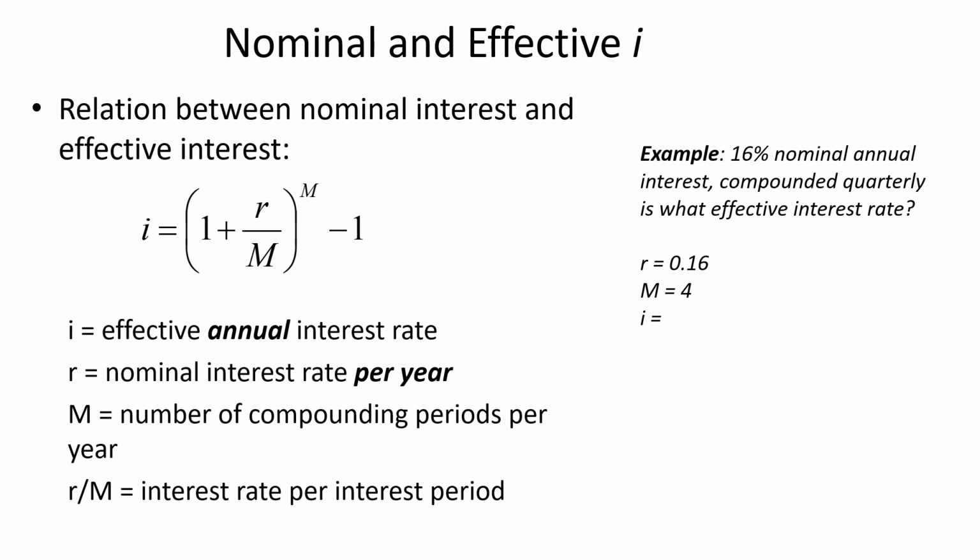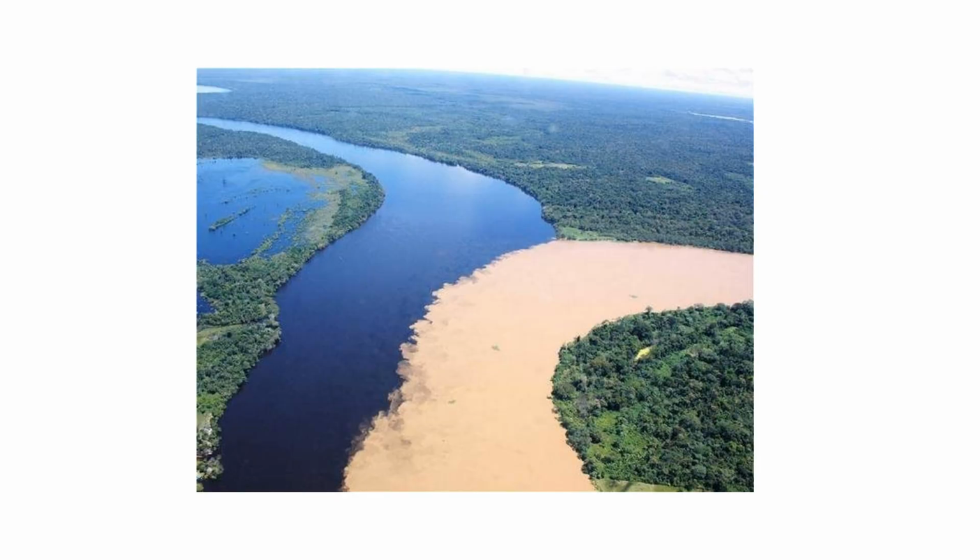So anyways, 1.169858 minus 1, that is 0.169858 and so on. So that's 16.99% is the effective interest rate. So the nominal interest rate is 16% per year, but if we have compounding during the year, then the effective annual interest rate is 16.99%. Just remember the formula, and we'll get some chances to apply it in today's in-class exercise.